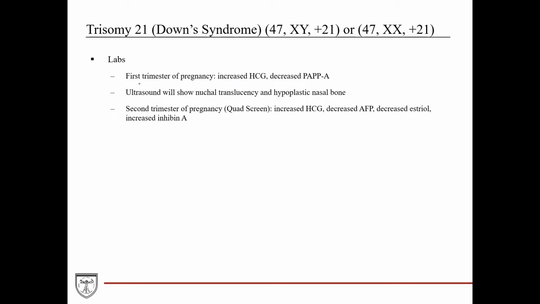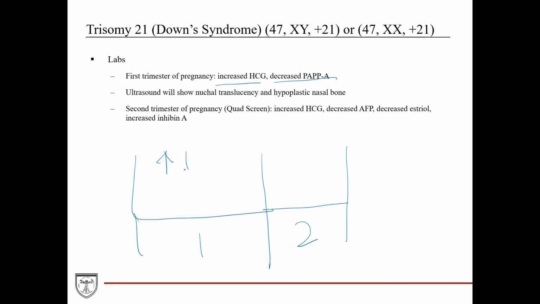So the labs, first trimester of pregnancy. So this is unique. You have increased HCG, decreased PAPP-A. So if we do our little table here, we have the first trimester, second, so increased HCG, decreased PAPP-A, and so that differentiates it from trisomy 13 and trisomy 18, because in those, both of these are decreased. Ultrasound will show nuchal translucency and hypoplastic nasal bone. Sometimes you'll see this in a question stem. They're tipping you off to Down syndrome.